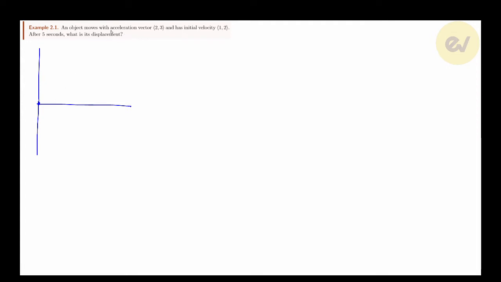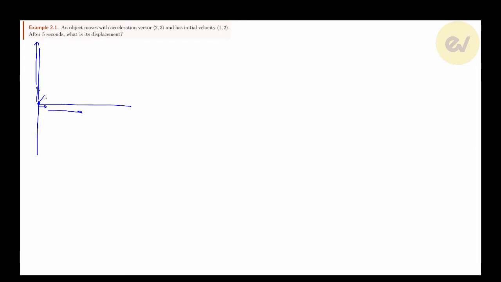Now, the object moves with an acceleration with x component 2 and has an initial velocity with an x component of 1. So what this means is that it initially starts moving right at a speed of 1, and then this speed increases by 2 per second. Similarly, for the y component, it has initial velocity 2, and the velocity increases by 3 per second. So you can imagine what this might look like.